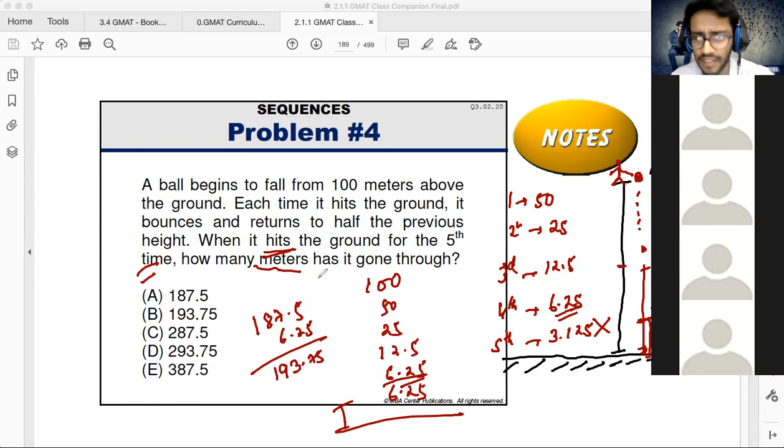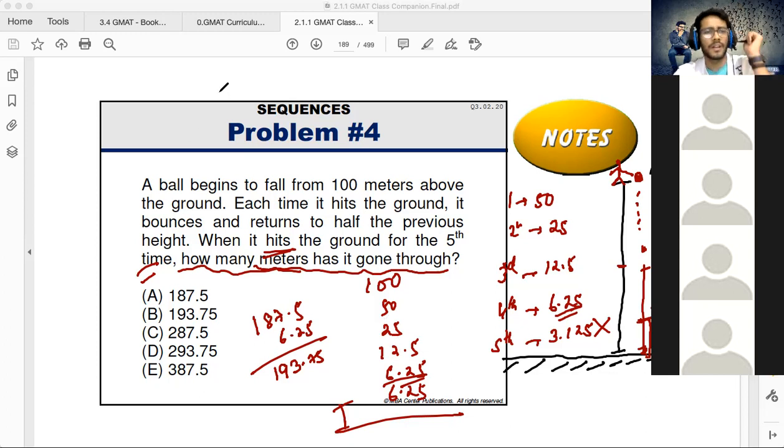That means they're taking till the fourth time only. 100 plus 50 plus 25 plus 12.5 plus 6.25, then the answer will be 193.75. If the option was given in such a way, then we would have thought in that way. That's why this sentence is a little bit tricky: how many meters has it gone through when it hits the ground for the fifth time? That means 150, 175, 187.5, and then 193.75.